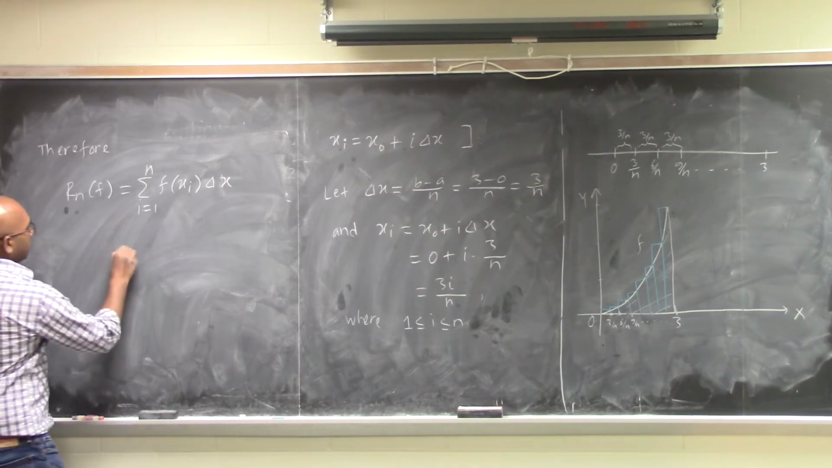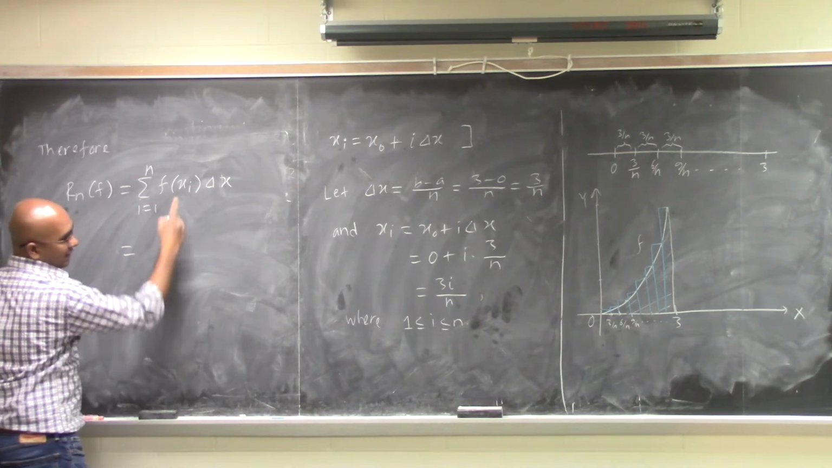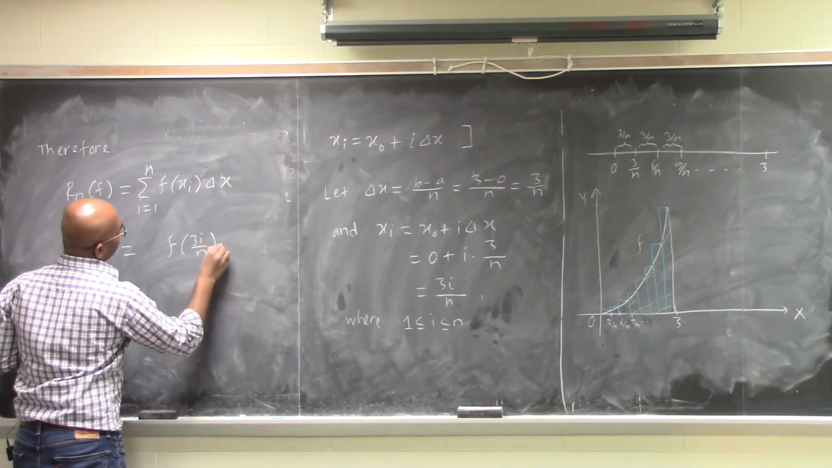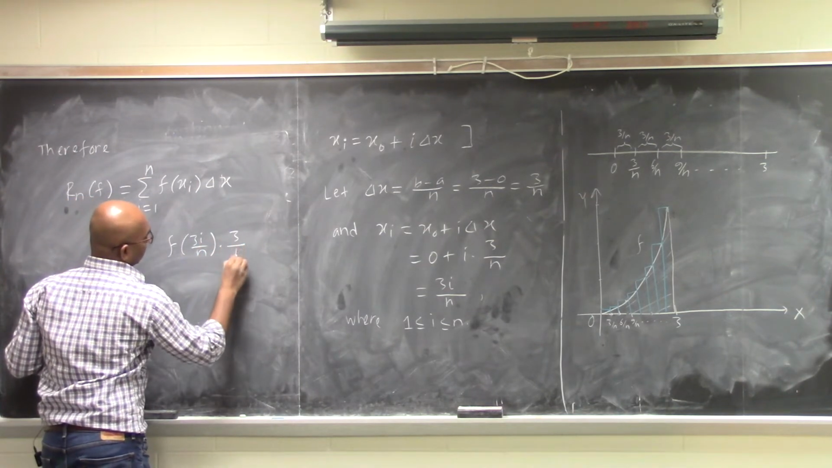Okay. And what is x sub i? x sub i is 3i over n. And what is delta x? That is 3 over n.